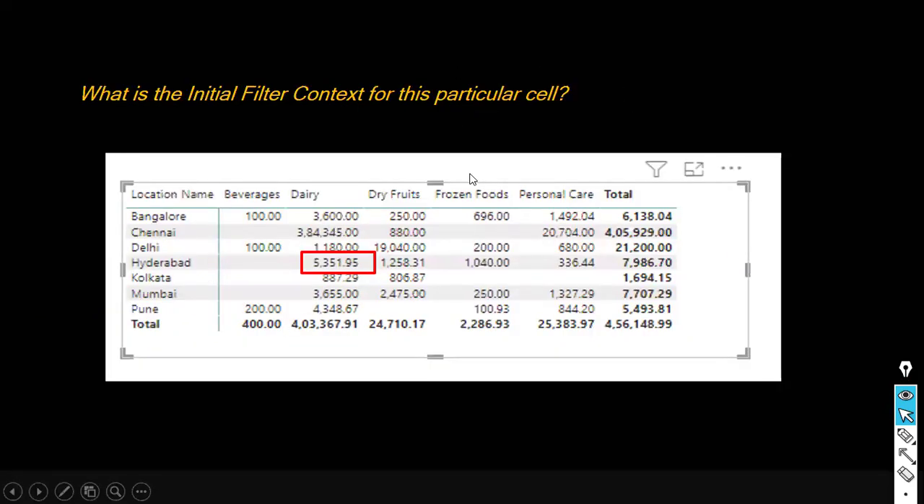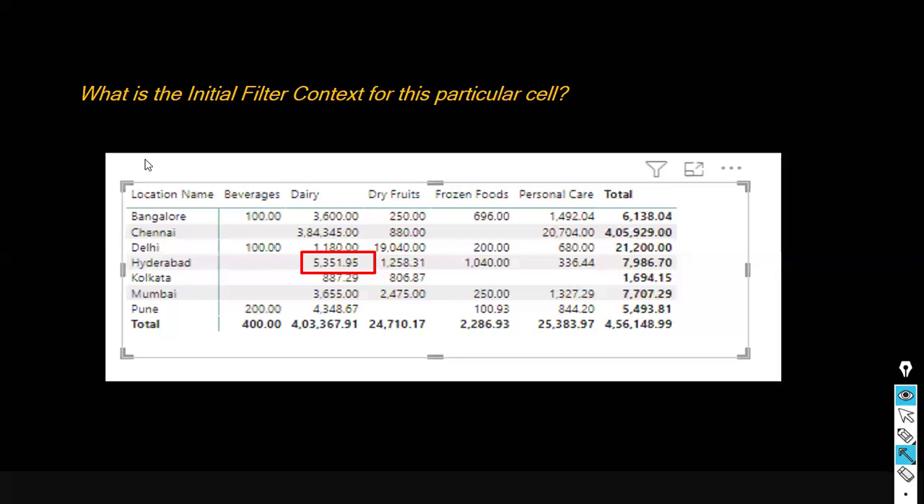This is a matrix visual. In the row, I have used the location name. In the column, I have used the category. So tell me, what is the initial filter context for this? Yes, only one person answered. Rupashi answered it. And Supriya, you're partially correct.